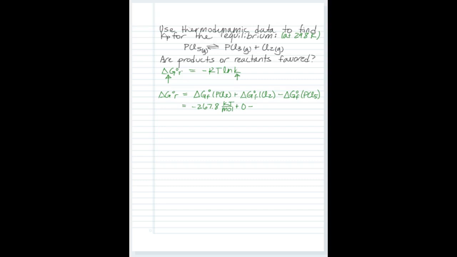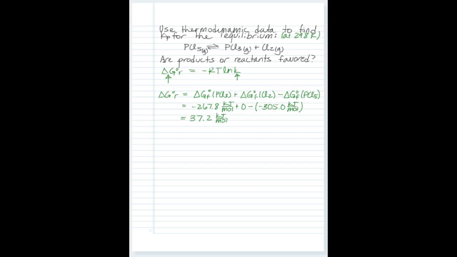So PCl5 in the gas state. You have to be careful with the states that you're looking at because there's also information for the solid state on the one that I'm using. So minus negative 305.0 kilojoules per mole. If I plug all that in, negative 267.8 plus, because we're changing the sign of it, 305. That ends up giving us a standard reaction free energy of 37.2 kilojoules per mole.